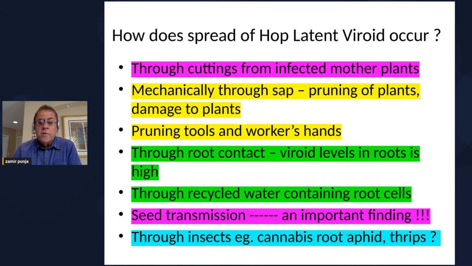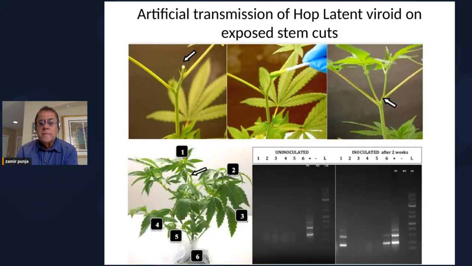What about insects? We don't know for sure whether insects can move hop latent viroid, other than a study by Three Rivers did show that the cannabis root aphid will pick up the viroid. We don't know if it can transmit it or not, but it can pick it up. But for now, the most important areas are cuttings, mechanically through sap, through root contact or water, and through seed.